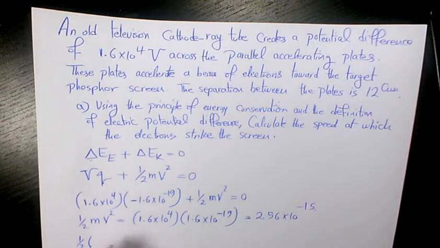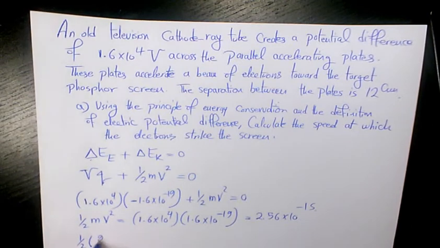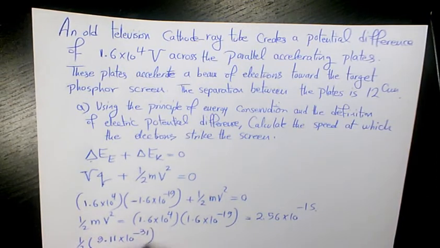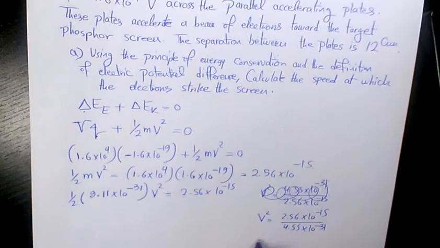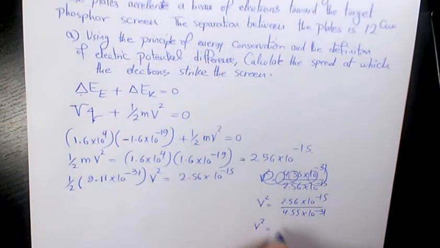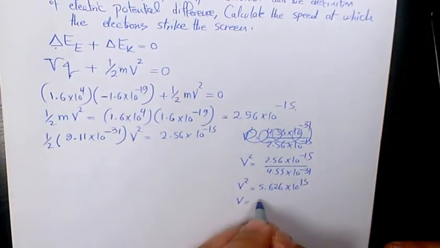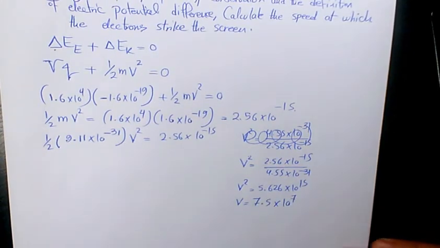m is the mass of the electron, which is 9.11 × 10^-31 kilograms. 1/2 m v squared equals 2.56 × 10^-15. So v squared equals 5.626 × 10^15. When you find the square root, that will be 7.5 × 10^7.